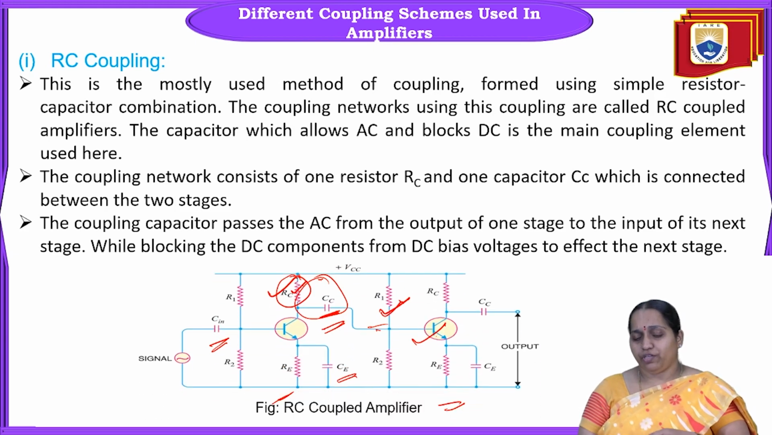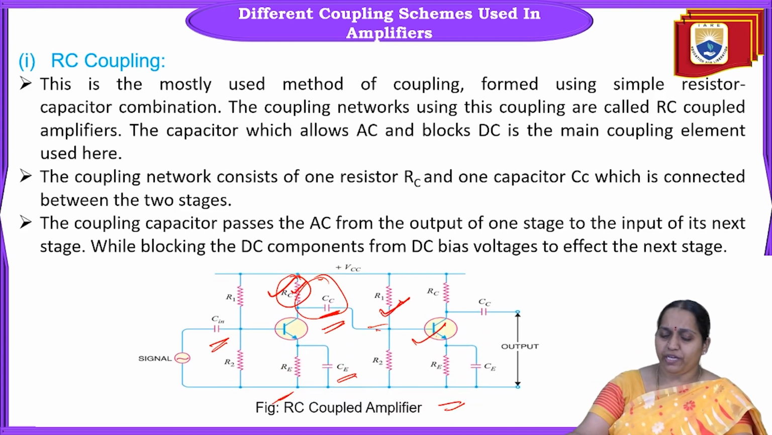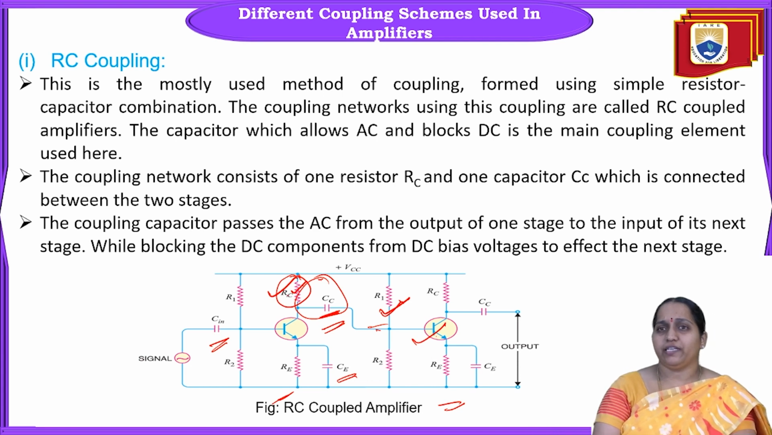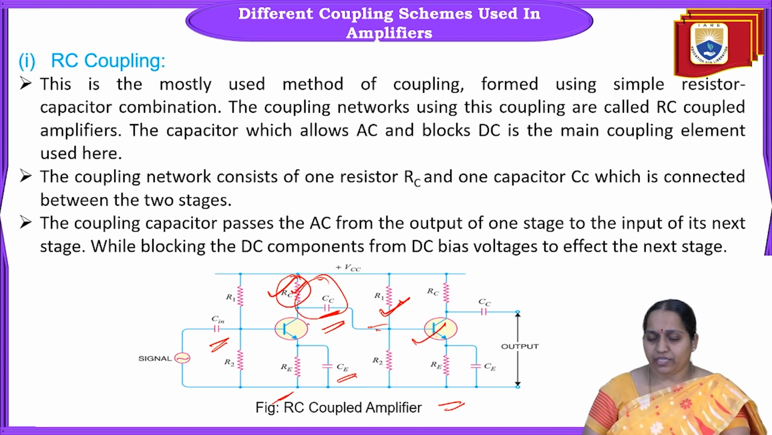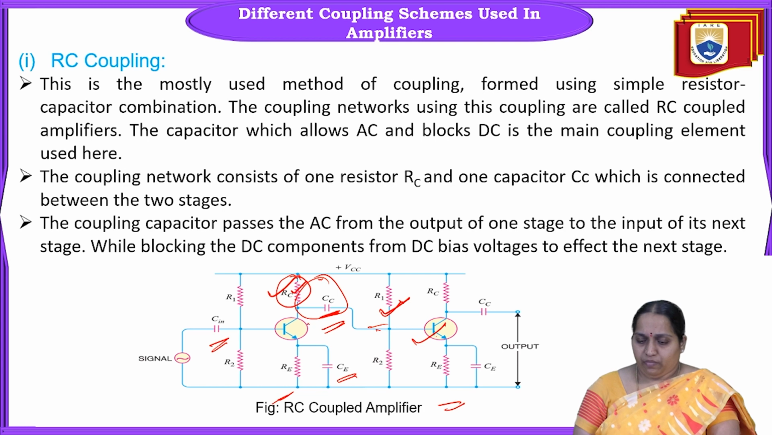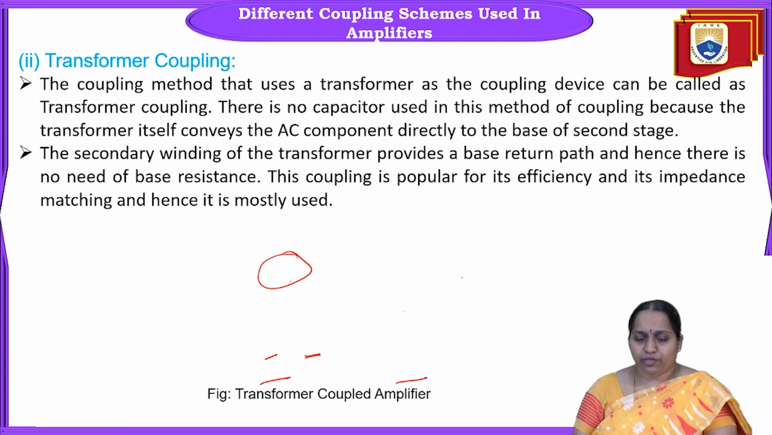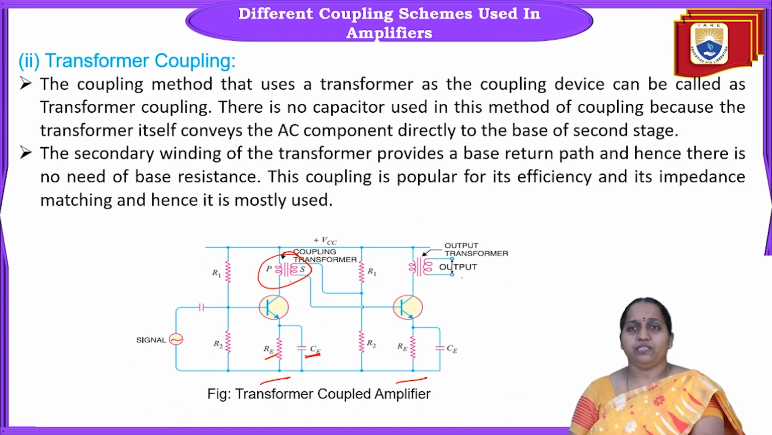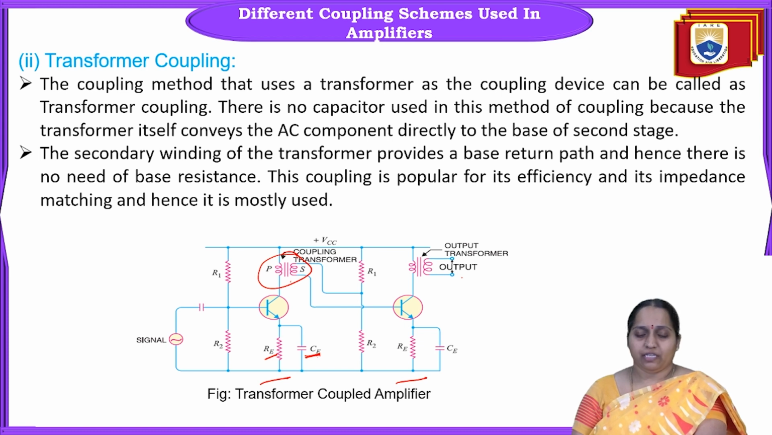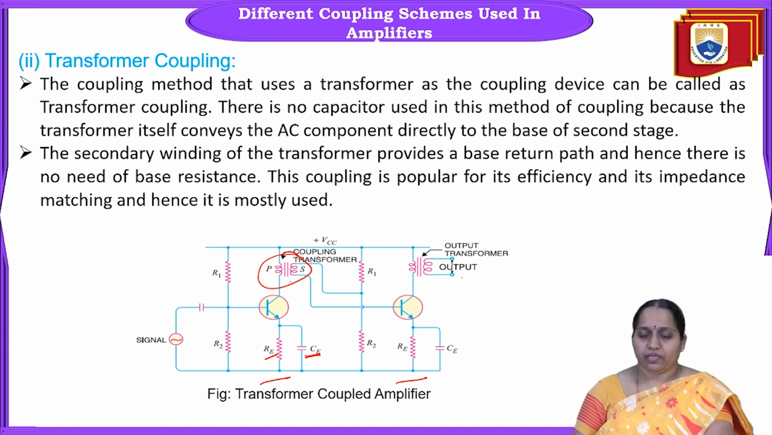In RC coupling, what is the coupling device that you are going to use? Simply a combination of RC and CC. RC and CC. And in transformer coupling, we make use of a transformer. Here you don't need any capacitor either, because the transformer itself will convey the AC component directly to the base of the second stage.